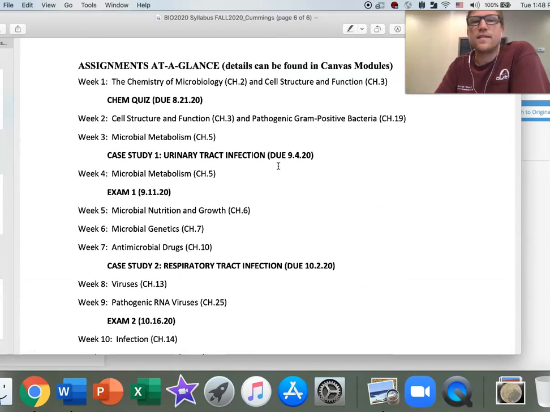Lots of technology, and assignments at a glance. Let's take a look at these. The details are in the Canvas modules, but you can see in week 1 we're going to start with some basic chemistry, which is going to be a review that's on you. There are some videos, some reading, and then a chem quiz at the end of the first week.